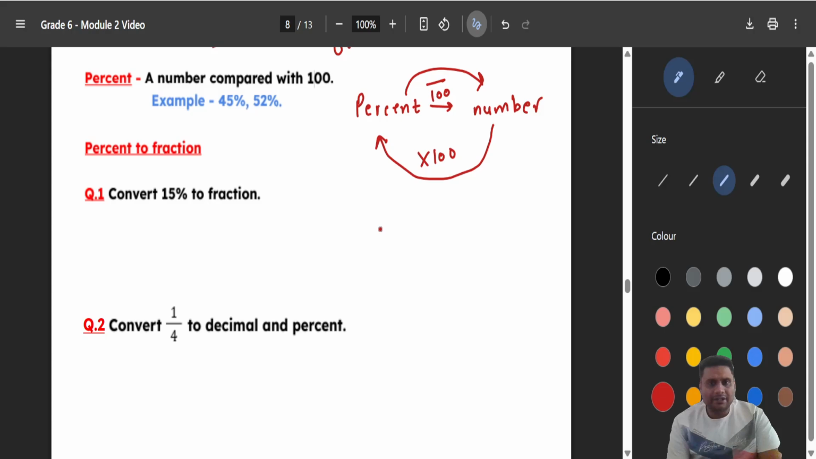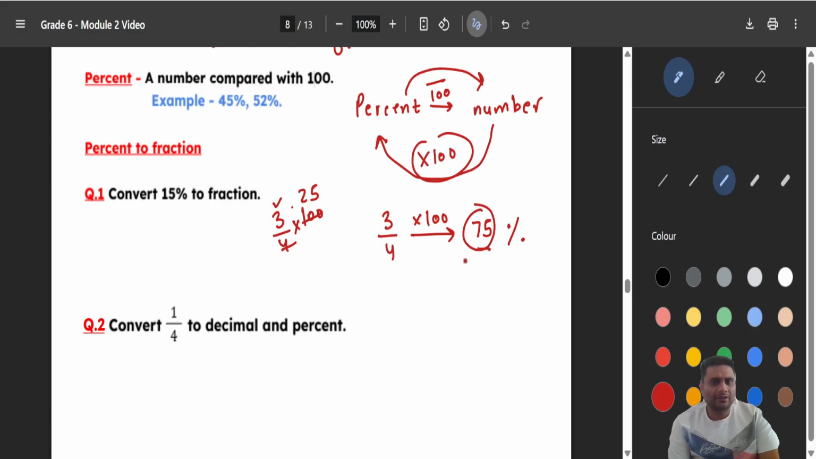Let us take an example. If I have 3 over 4, this is a number. You don't see any percent sign, and this is a number. I want to convert it into percentage. What will I do? Number to percent means multiply by 100. So 3 over 4 multiplied by 100. 100 divided by 4 is 25, since 4 times 25 gives me 100. What is left here? 3 times 25, which is 75. So 3 over 4 is equal to 75%.